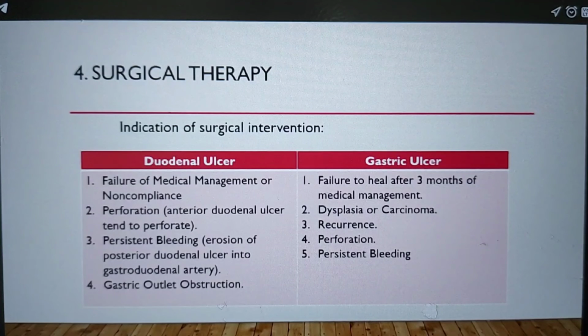We also do surgical therapy in certain conditions. We will do surgical intervention in duodenal ulcer when there's failure of medical management or patient non-compliance to the treatment, when there's perforation, when there's persistent bleeding from the gastroduodenal artery, or when there's gastric outlet obstruction. Whereas in gastric ulcer, we will do surgical therapy when there's failure to heal after 3 months of medical management, or when there's dysplasia or carcinoma, recurrence of the gastric ulcer, perforation, or persistent bleeding.